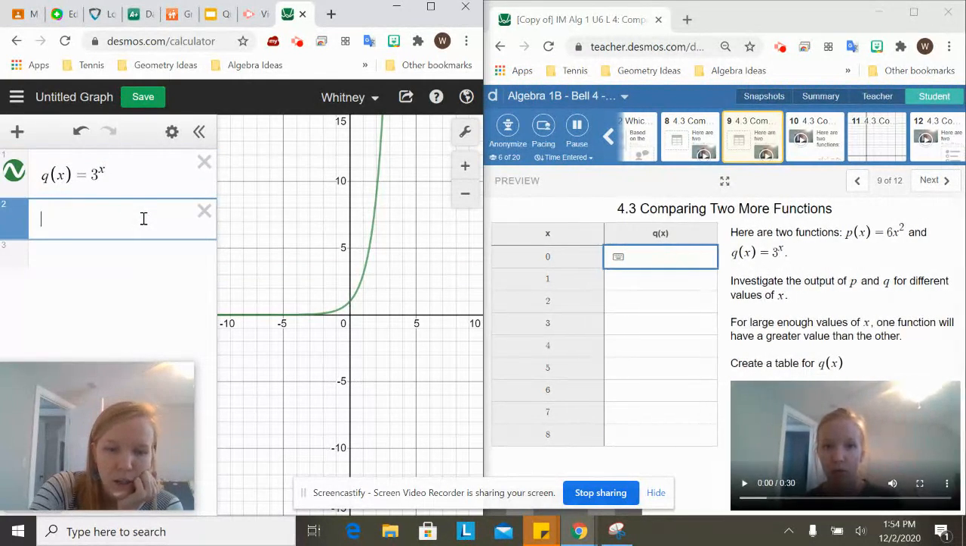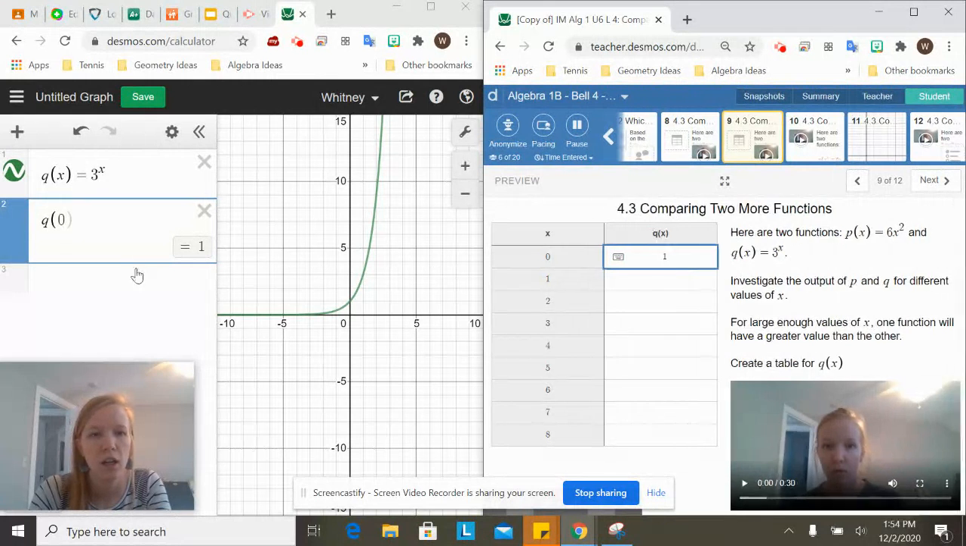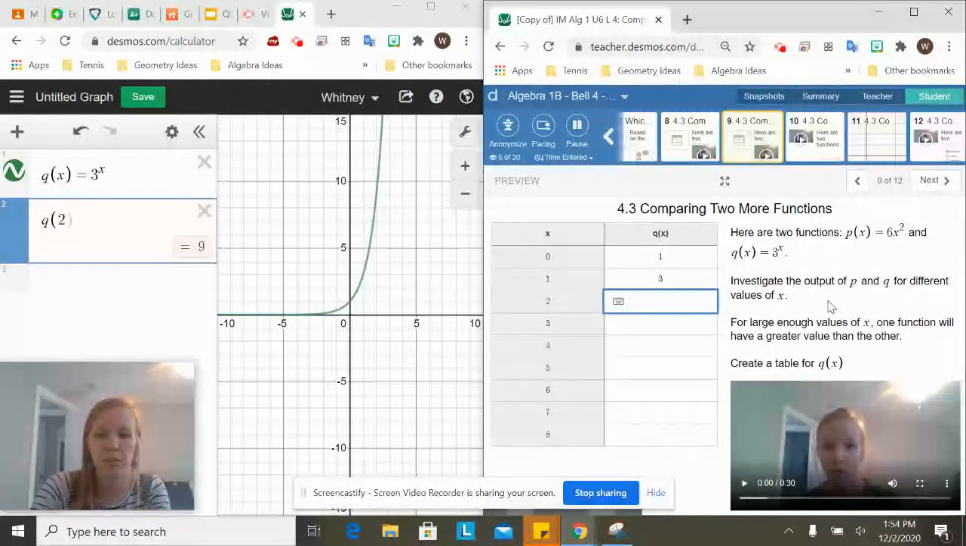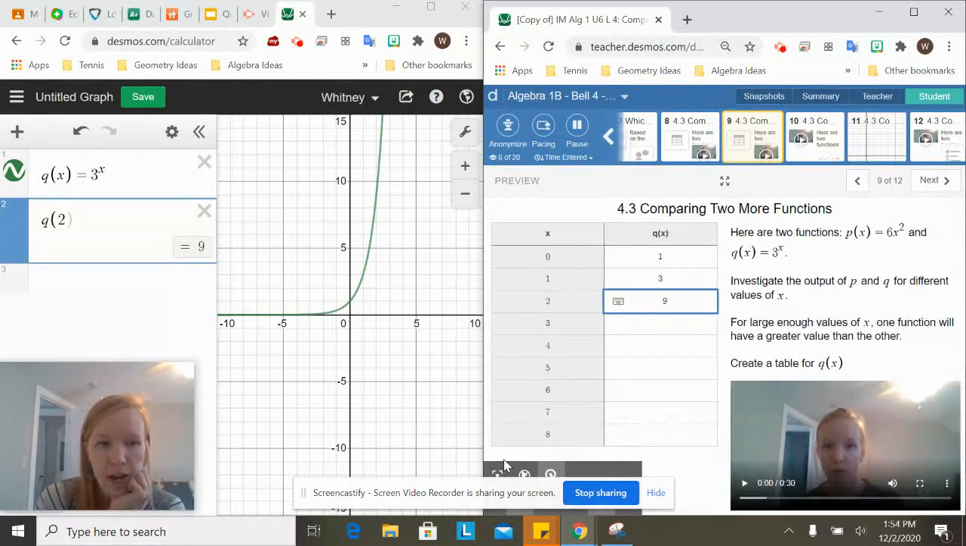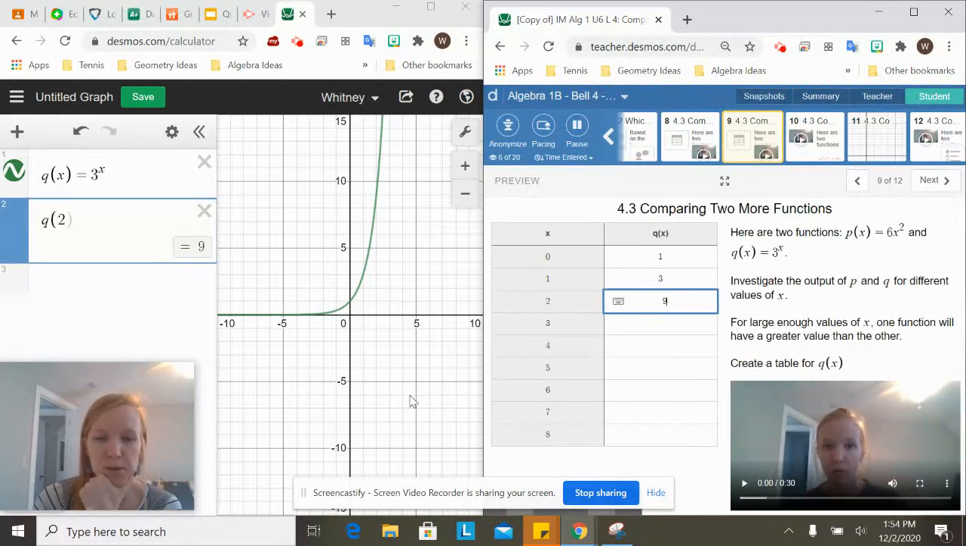And now I would put q parentheses 0, and I get a 1, so I'd put 1 over here, and then instead of 0, I'd put a 1, I get an output of 3, so then I'd put a 3. Next input is a 2, so I'd put 2, and I get an output of 9. I'd keep doing this all the way through an input of 8.